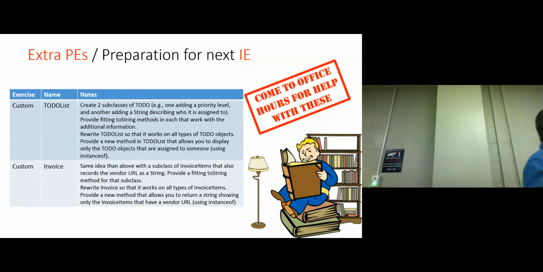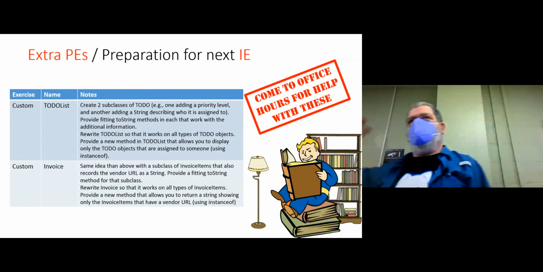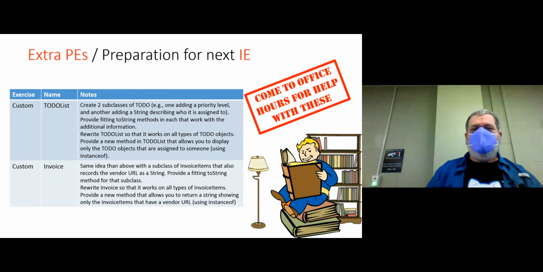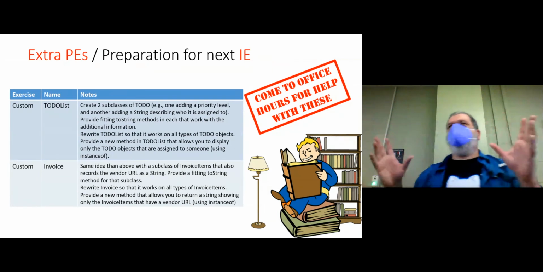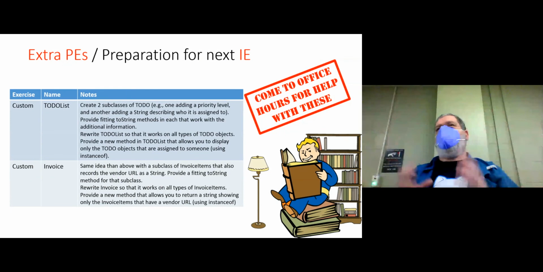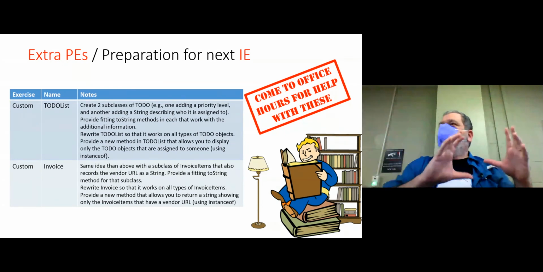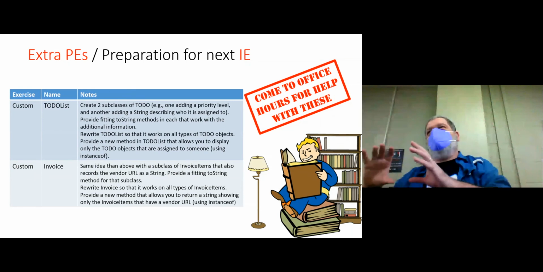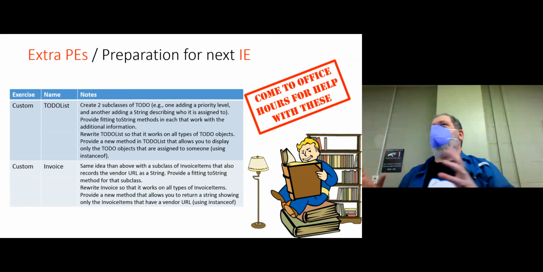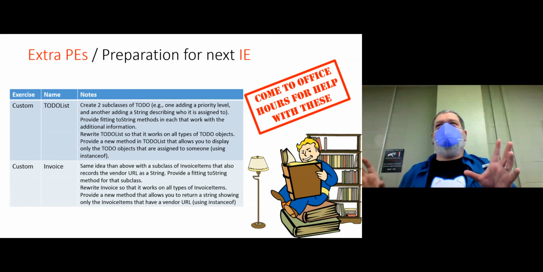So those exercises are going to be good pattern as well to prepare you for the following IE and eventually the final. Okay? So, again, the gist of it is, instead of having one to-do item class, you're going to have to-do item, and then a subclass to-do item with priority, and a subclass to-do item with assignment. And I kind of explain what's going to go in there.